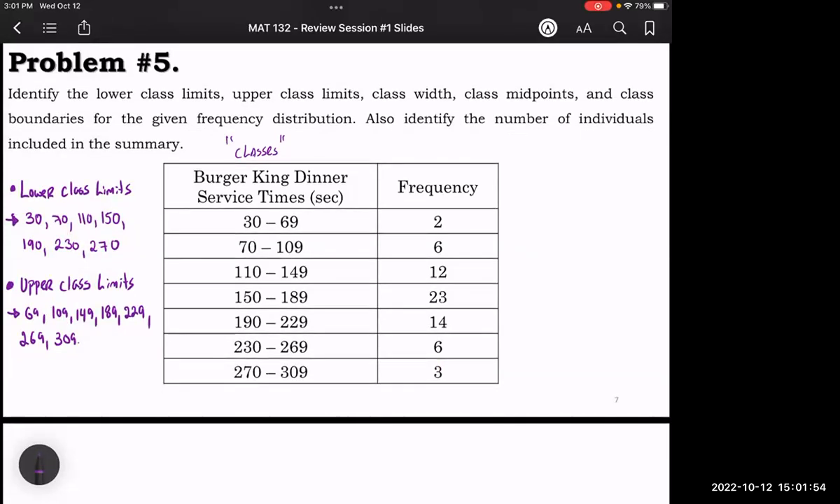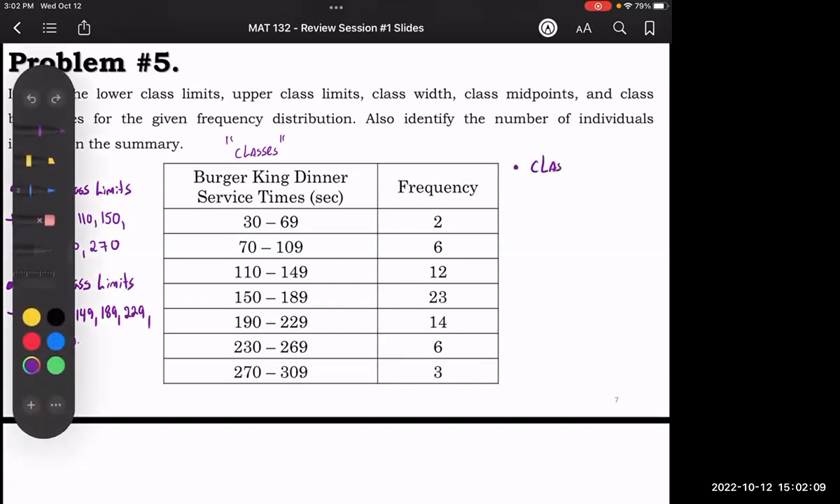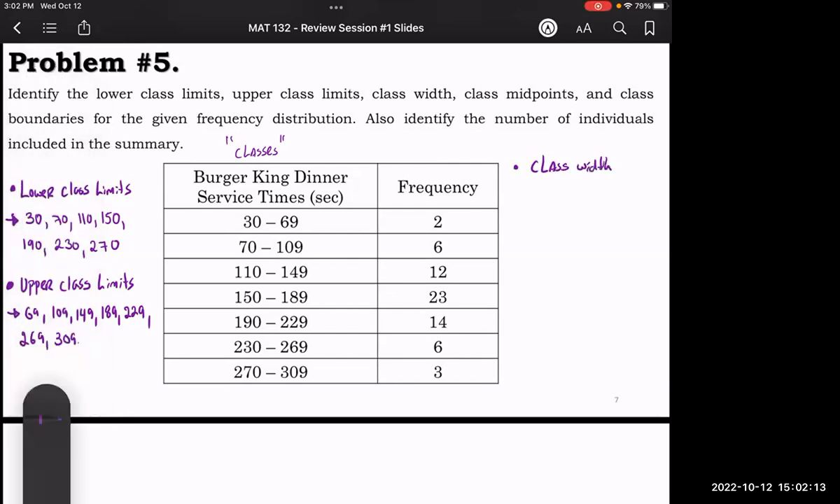So that's the lower class limits and the upper class limits. Let's look at class width. What would the class width be? 40. How did we get 40? You can subtract an upper class limit minus the one before. The lower class limit. That's right. So the class width here is going to be 40.